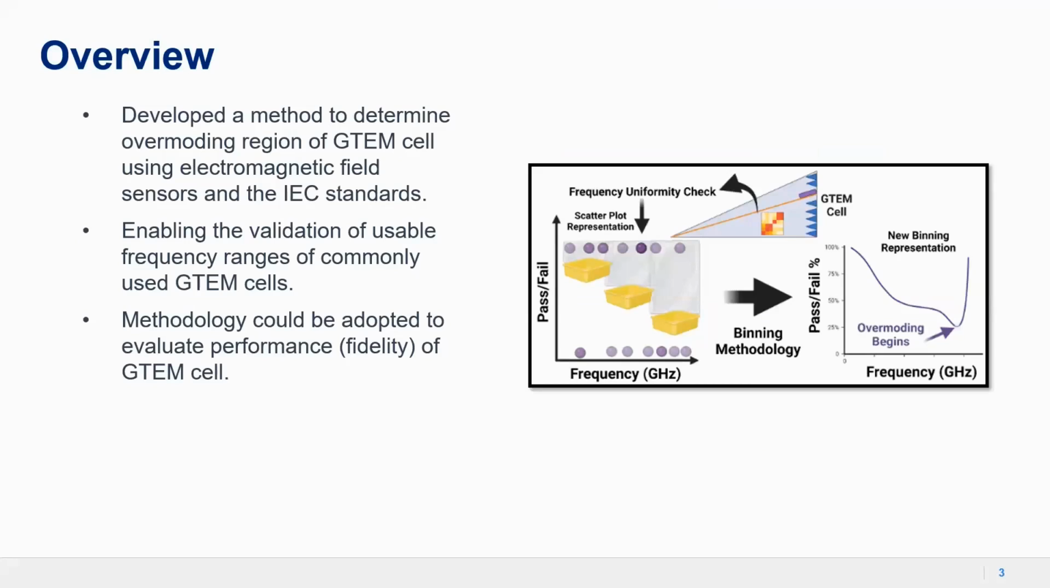Today I'm going to be going over a new type of tool, a method, in order to evaluate a gigahertz transverse electromagnetic cell, and to look at basically what's the frequency limitation before you have overmoding. At that point, you can't trust your measurements if you're trying to, say, calibrate sensors or look at different types of devices or, say, biological media. There's all sorts of uses with these chambers. And this is using both electromagnetic field sensors and IEC standards. And then just going over the methodology behind it, how we're validating this and such, and then questions.